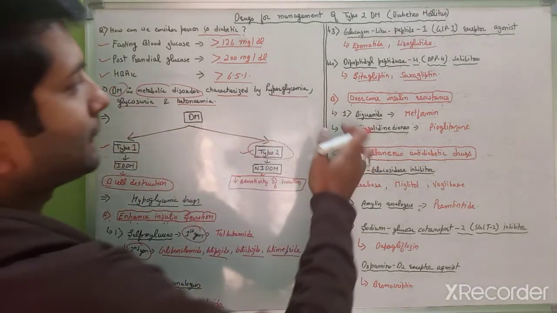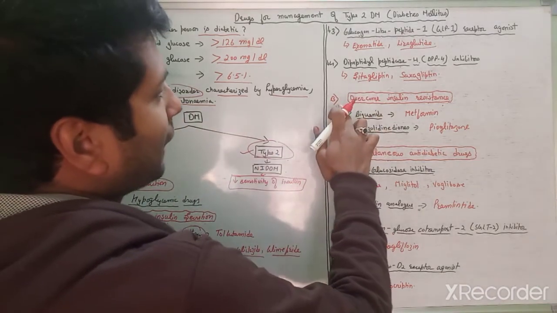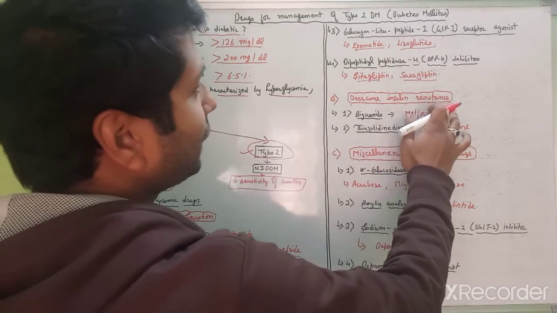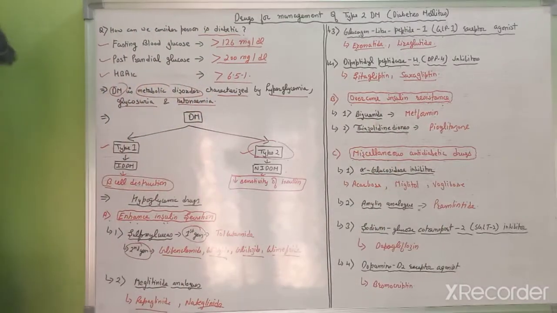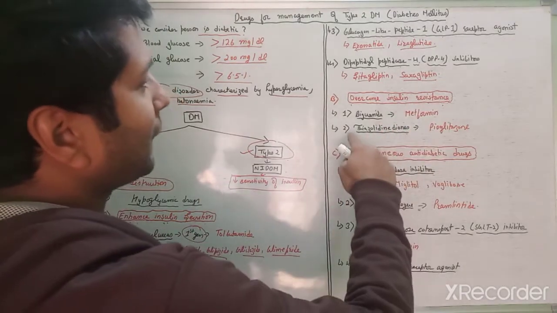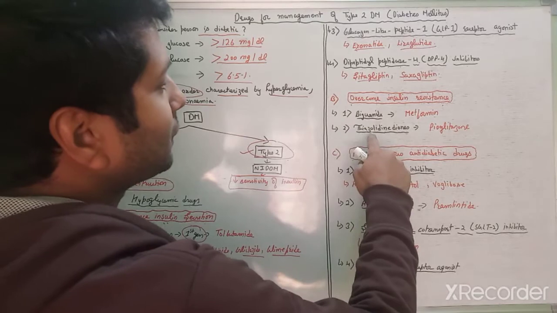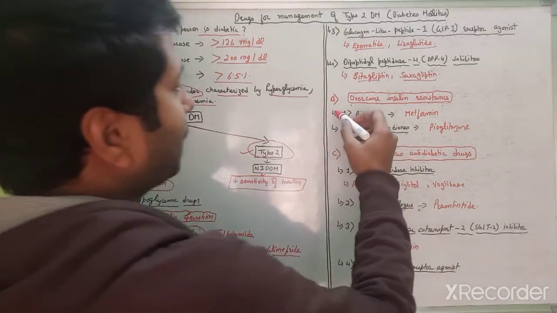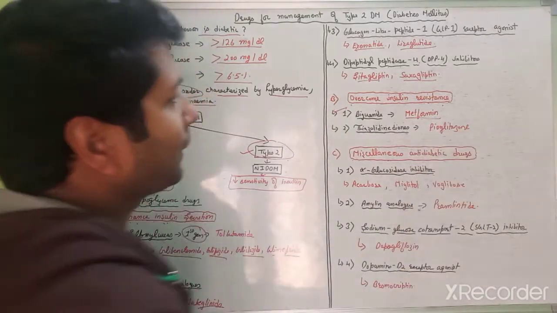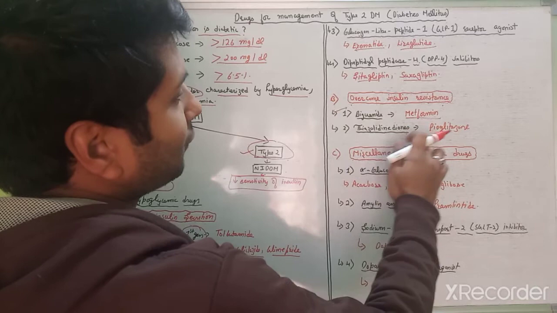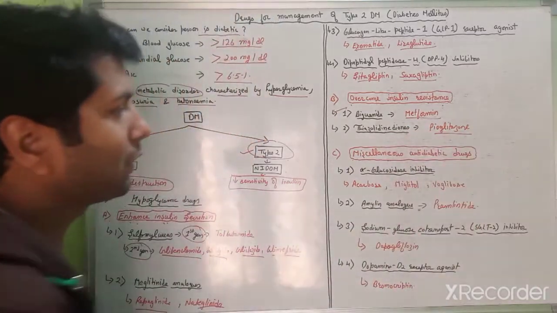Next is class B. In class B we have drugs which overcome insulin resistance. In this class we have two categories. First is biguanides, and second is thiazolidinediones. In biguanides we have metformin, and in thiazolidinediones we have drugs like pioglitazone.